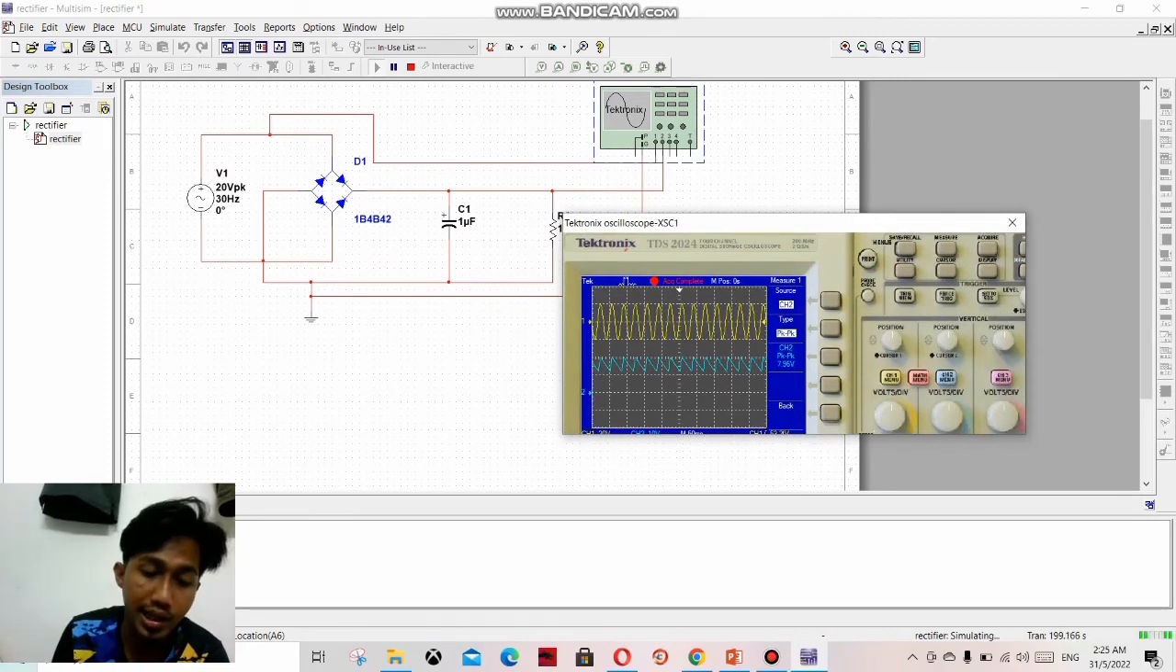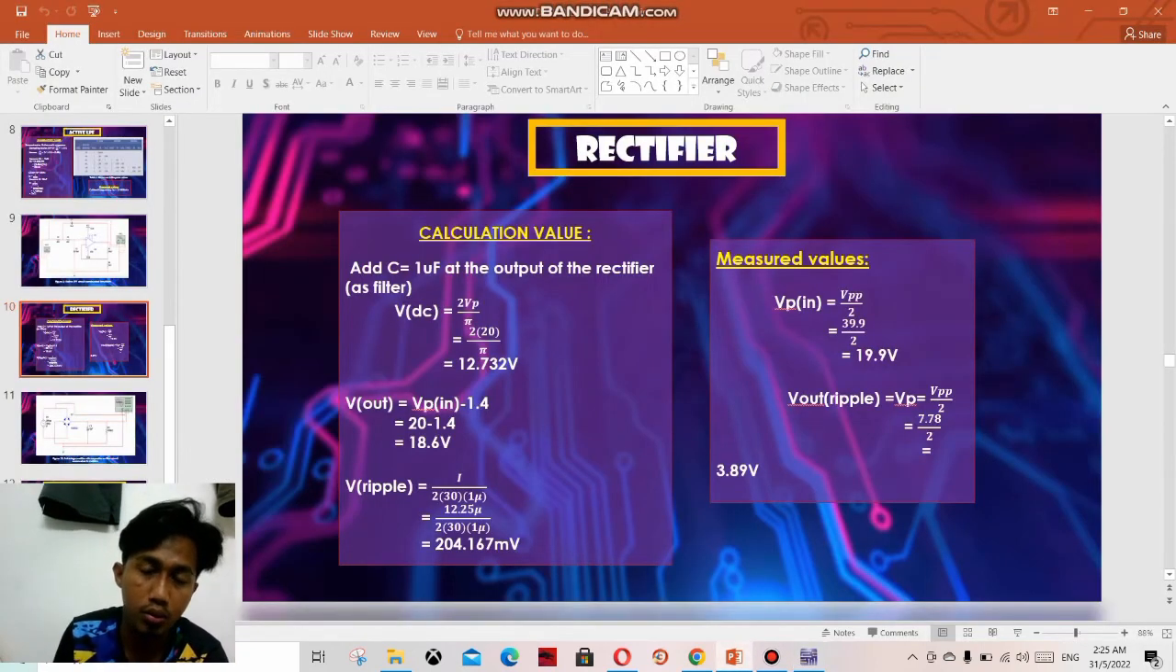The DC voltage applied to the load resistor drops only by small amounts. But we can improve this still by increasing the value of the smoothing capacitor, as shown. So that's all from me to explain about the full bridge rectifier.